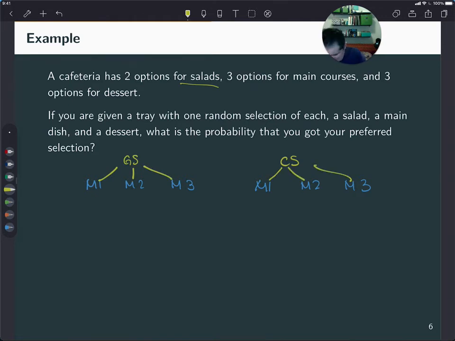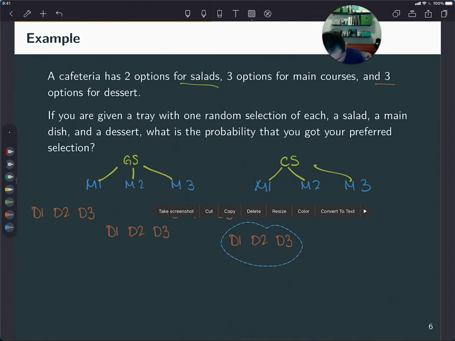And now my last thing is the desserts, where I have 3 desserts. So I'm going to write, this is going to be weird, D1, D2, and D3. And I have to do that several times. So I'm going to copy it and paste it. It's going to be hard to fit all these here. I hope I can. I'll resize it in a minute.